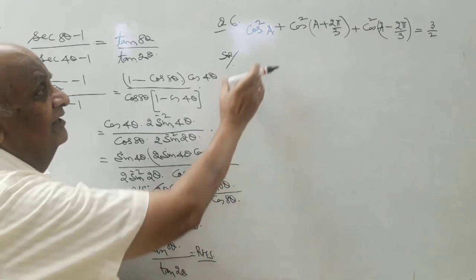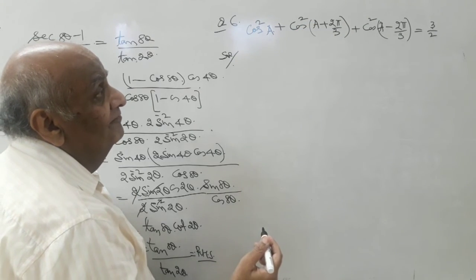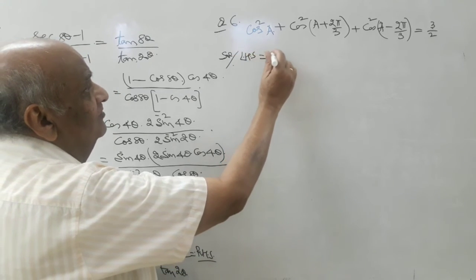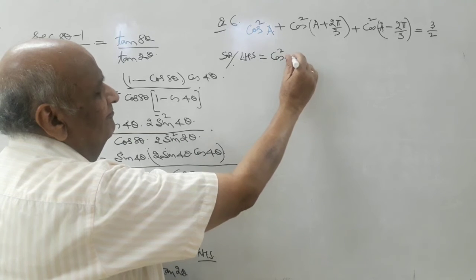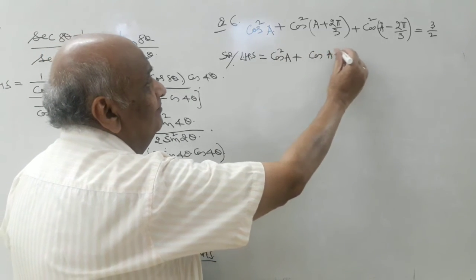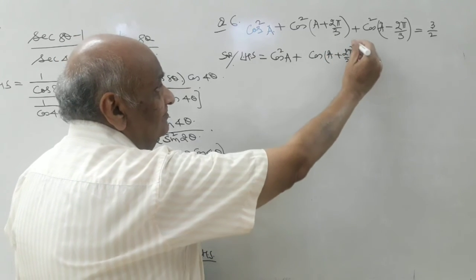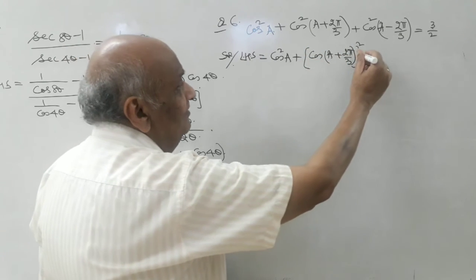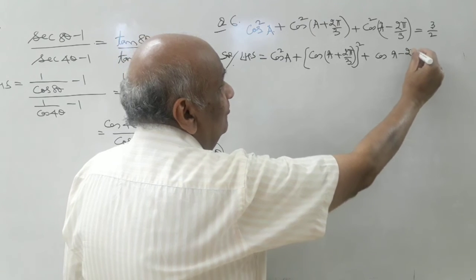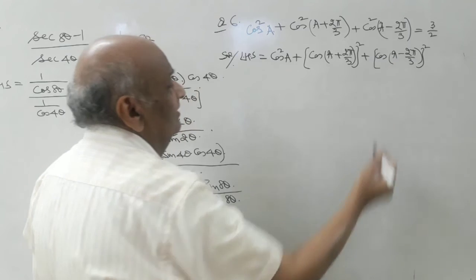It is cos square A plus cos square A plus 2 pi by 3 plus cos square A minus 2 pi by 3. Come to the left hand side. This is cos square A. Better is that you try here cos A plus 2 pi by 3 the whole square. You can apply even multiple angles, but I think in this way you will be more comfortable. 2 pi by 3 this whole square, the left hand side.